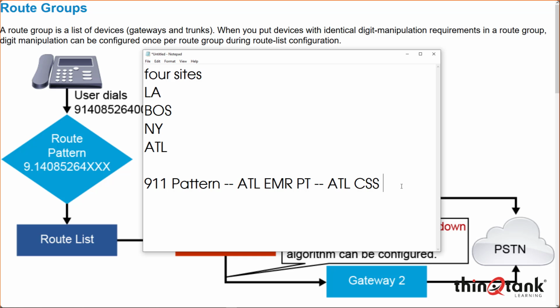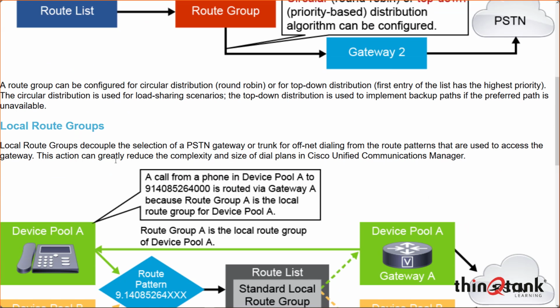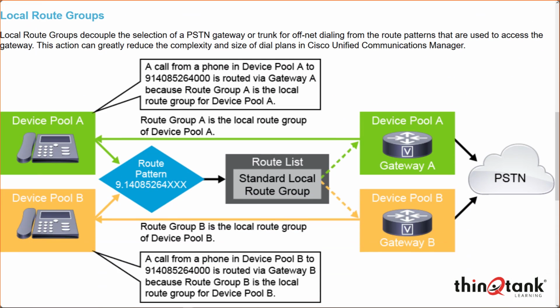All right? So what Cisco did is they came up with this concept of a local route group. And a local route group decouples the selection of the gateway from the actual pattern itself. It allows you to use the same pattern for multiple gateways by identifying the location of the site. So I can say, okay, this gateway is going to go into the local route group of Atlanta. This gateway, let me go back to my notepad.